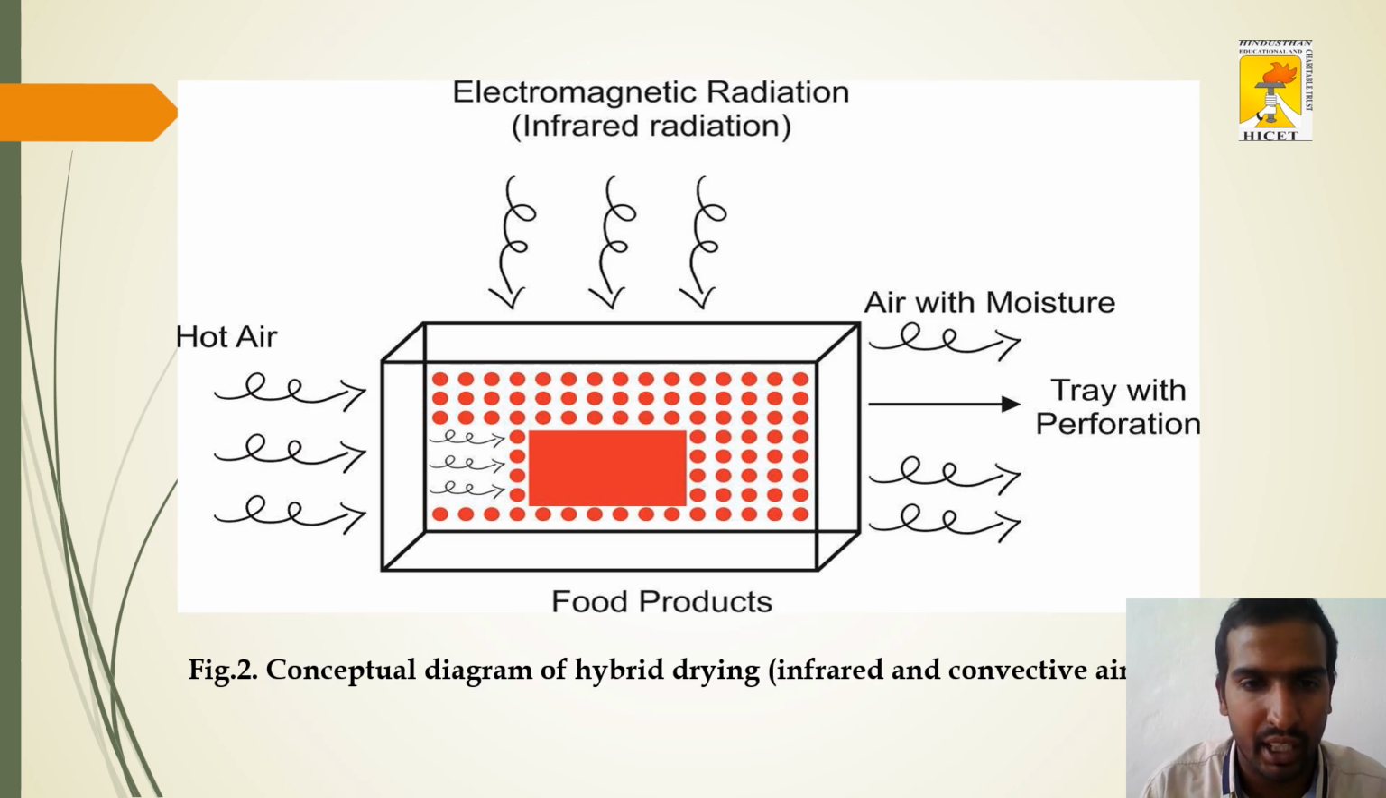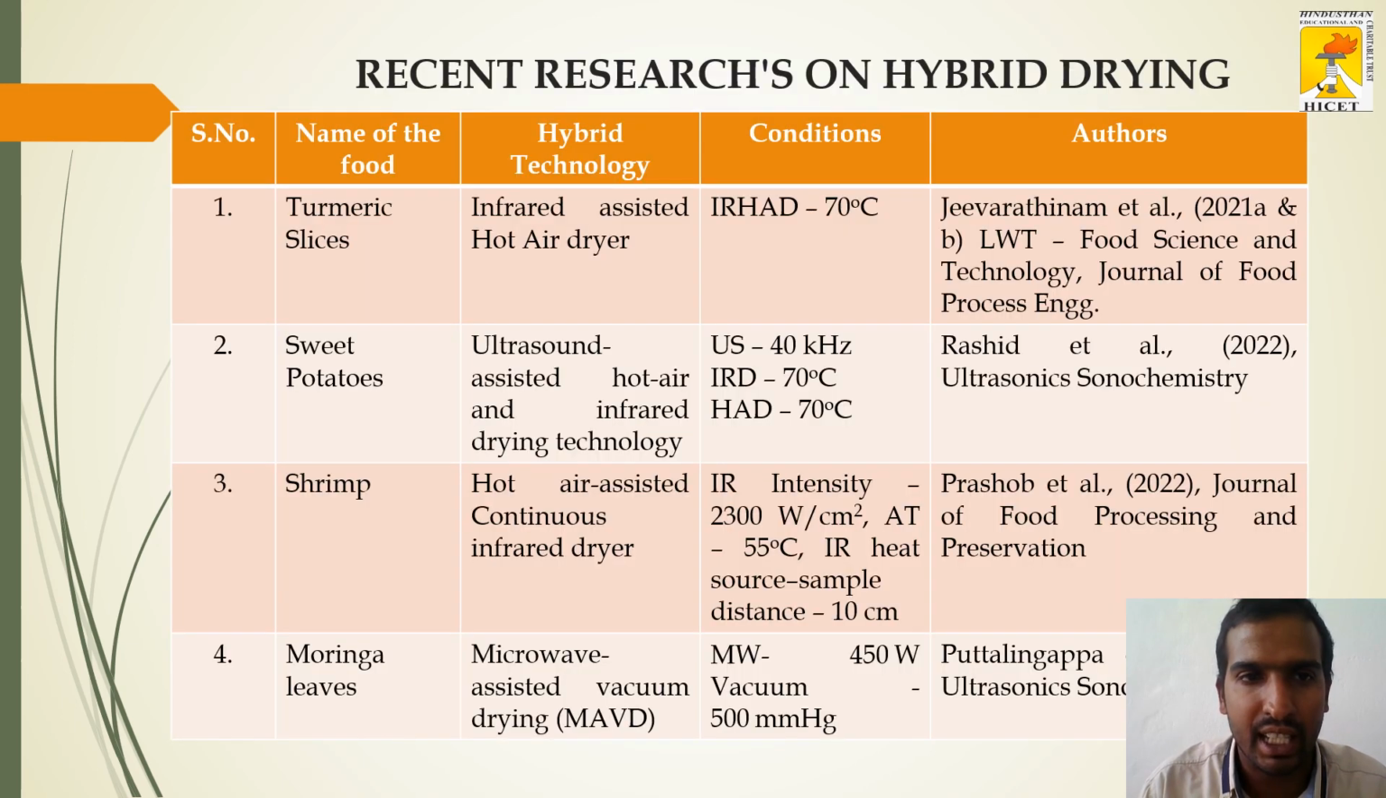And this is infrared radiation combined with convective air. This is an example here. Here the infrared radiation impinges on the food material, where water is one of the polar molecules which acts as a heating medium. And here we are passing hot air parallel to the infrared radiation, where the hot air also gives uniform drying. Here the drying efficiency increases, the drying time is lesser, the quality retention is higher, and volumetric heating takes place. And these are the recent researches on hybrid drying.